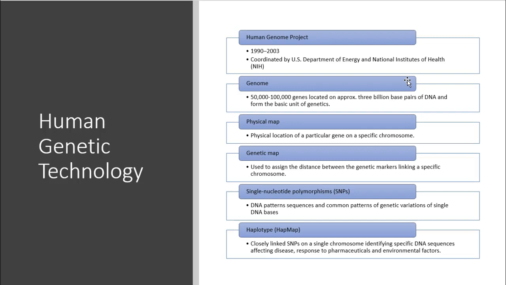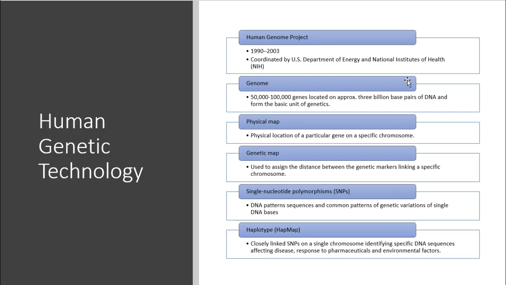genetics. Now, there's physical mapping, which is the physical location of a particular gene on a specific chromosome. Then there's genetic mapping. It's used to assign the distance between the genetic markers linking a specific chromosome, and then you have your single nucleotide polymorphism, which is SNP, much easier to say, DNA sequence patterns, and common patterns of genetic variations of a single DNA base.